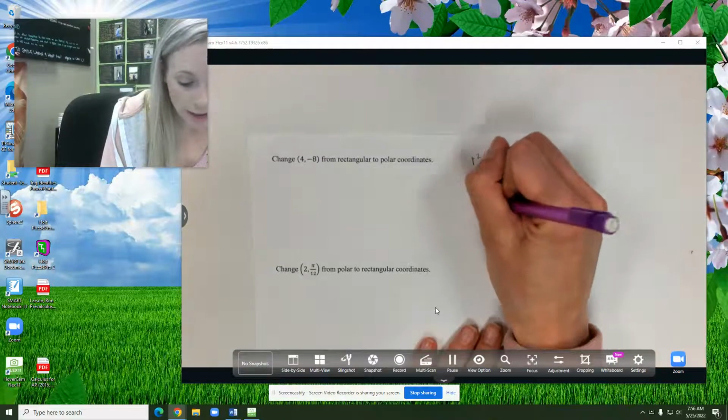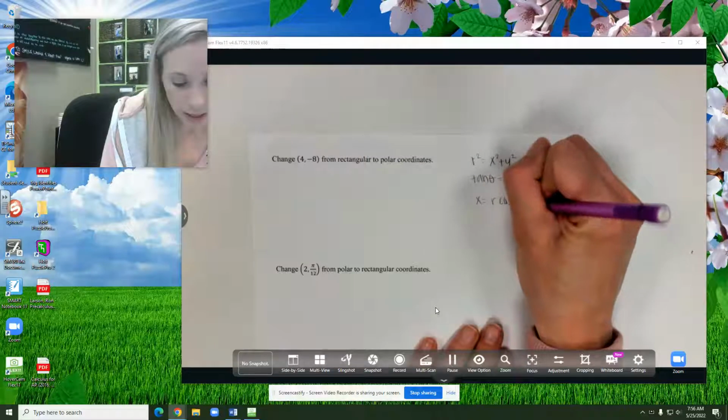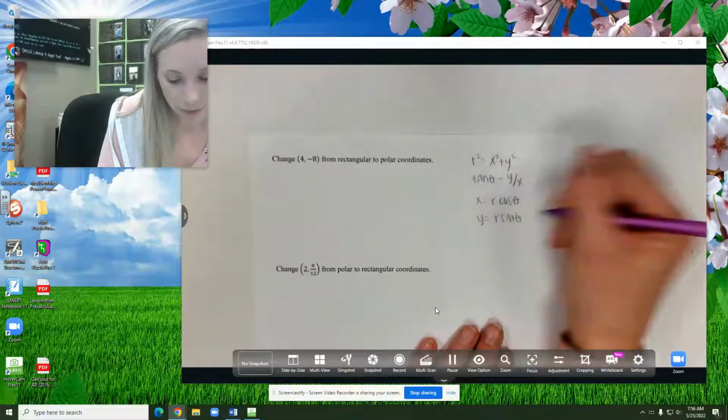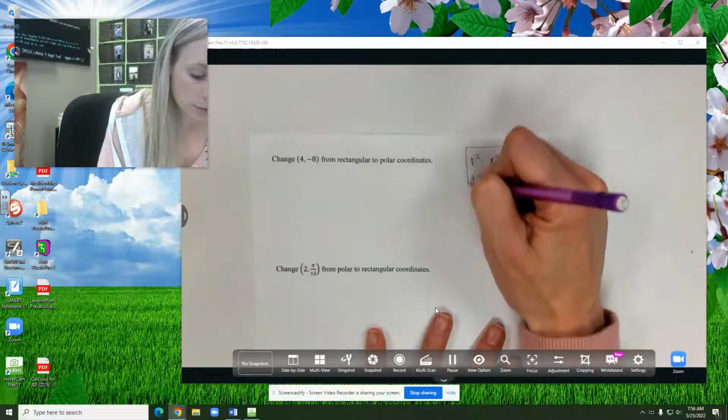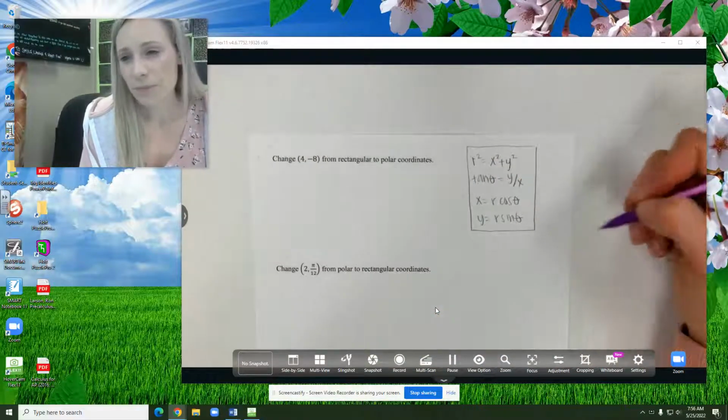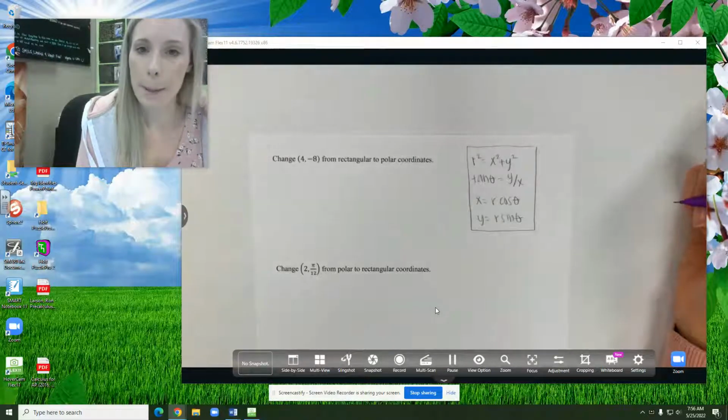We also know that x equals r times cosine of theta, and y equals r times sine of theta. And all of these conversions come directly from our unit circle lesson, right triangle trig, and things like that.